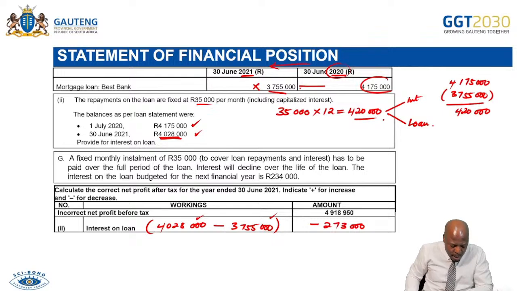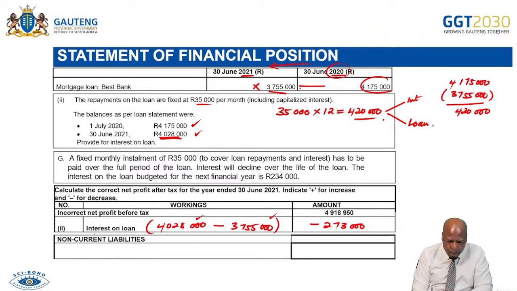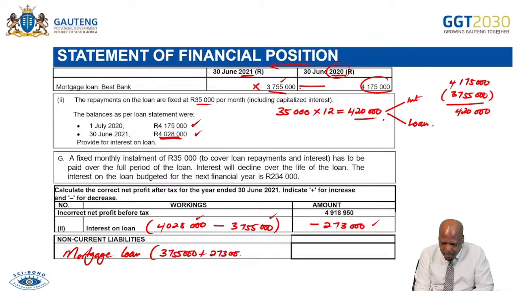Let me move on to the next aspect. We understand that we are preparing the statement of financial position as well, where we're going to have our mortgage loan here. And on this loan, we understand that from our records, we were owing them 3,755,000. But this is because interest was not capitalized, which is 273. So if I come in and say plus 273,000, you will see that it will take me back again to the 4,028,000, which is exactly one and the same thing.